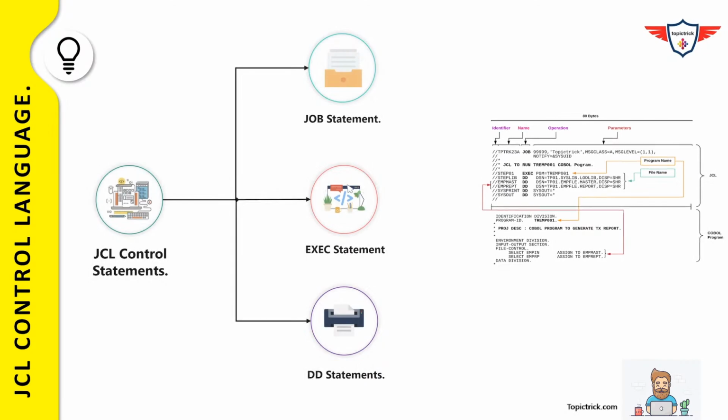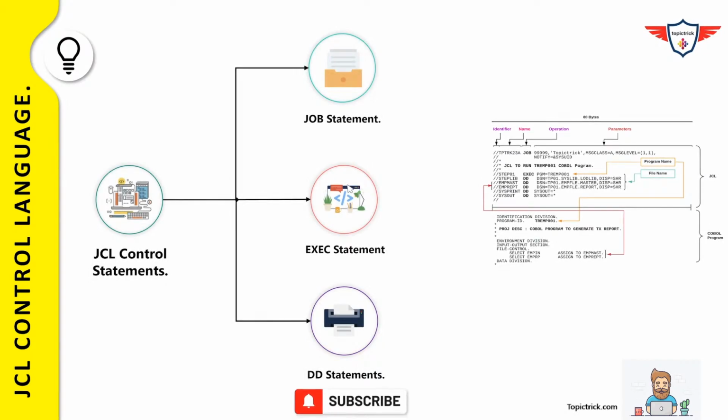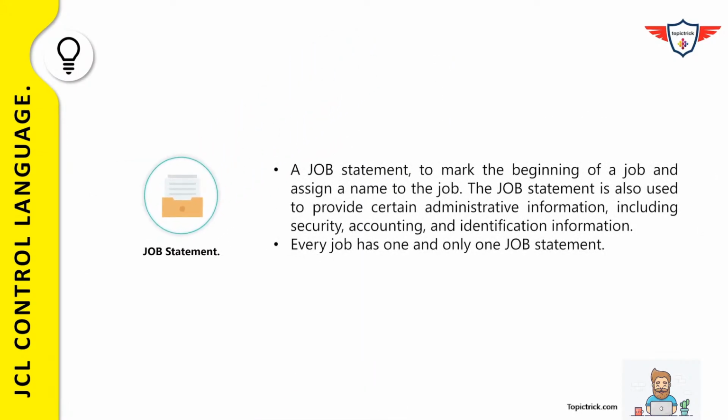Now, let's get back to our original discussion of job control statements, and let's discuss each job control statement one by one. The first one is the job control statement or job card. A job statement is the first statement of any JCL. It marks the beginning of a job and assigns a name to it. The job statement is used to provide certain administrative information, including security, accounting, and identification information. And you should always remember that a JCL can have one and only one job card or job statement. You cannot have more than one job card in a single JCL.